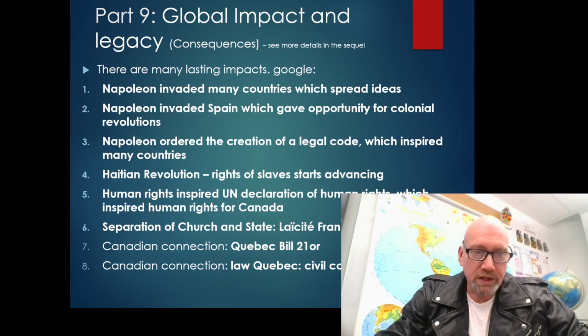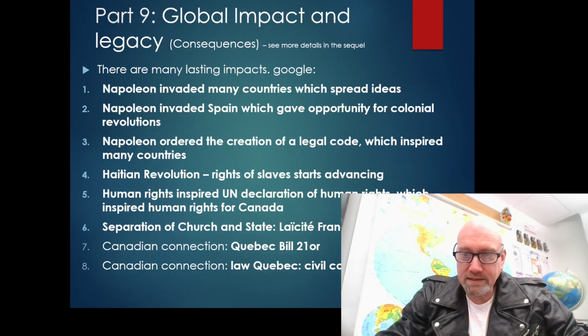Number 3, Napoleon ordered the creation of a legal code which inspired many countries, a system of codified law. This codified law system still has impact on many countries around the world, including places like Quebec and France.